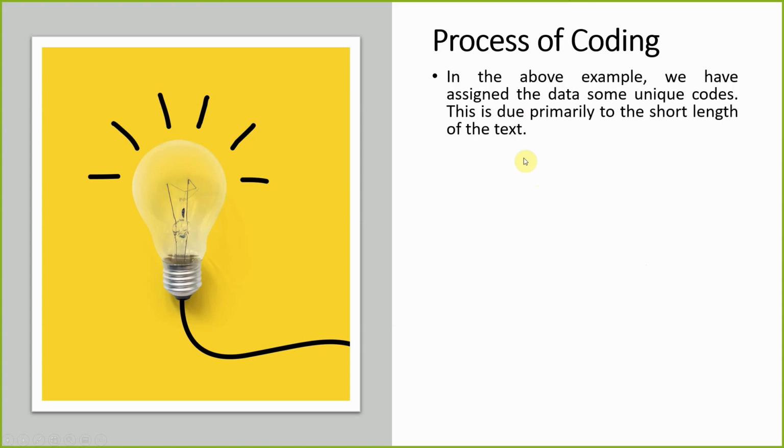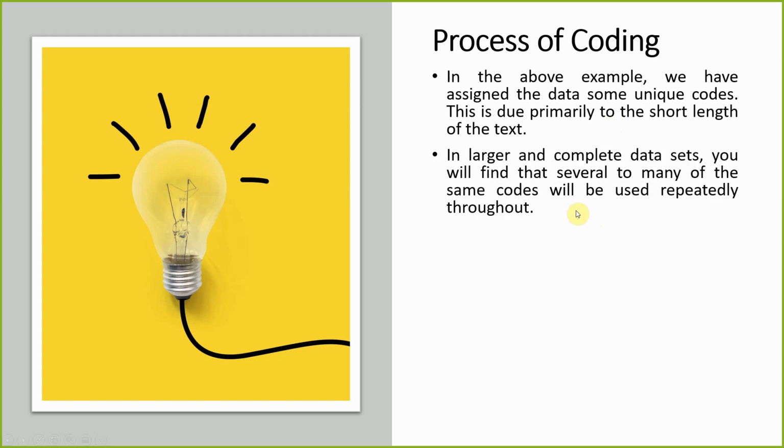Moving on, what is the process of coding? In the above example, we have assigned the data some unique codes, and they feel unique because of the short length of the text. But when you are conducting the whole analysis for the 10 or 20 interviews that you have done, you will see that these things will repeat. Every other respondent might have talked about the same thing. So obviously you can use those quotations and put them in that particular code.